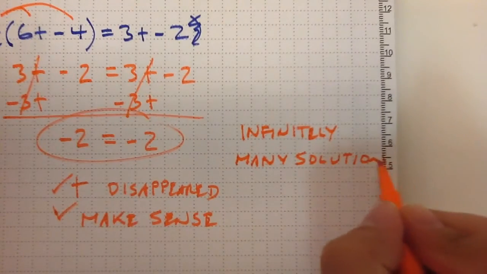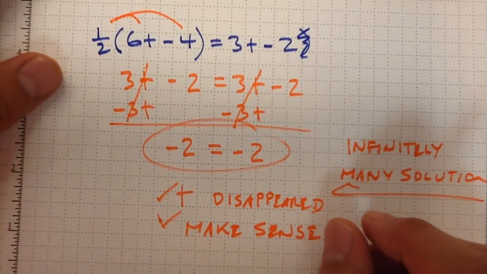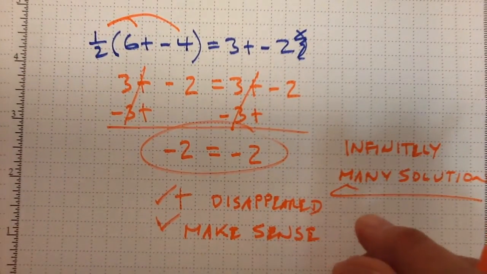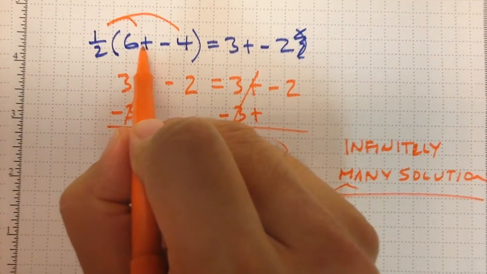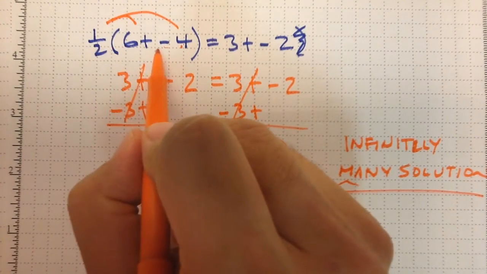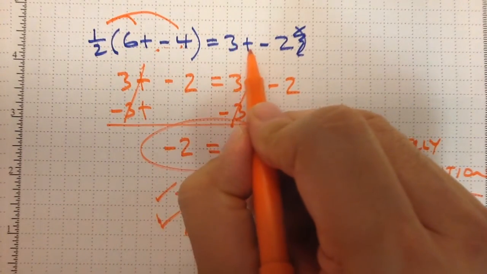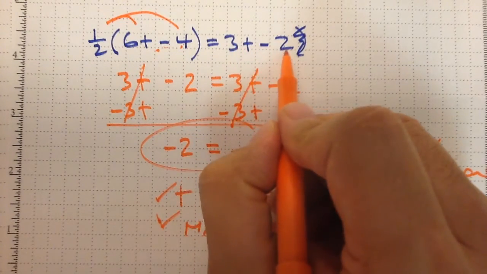And in fact, I'm going to show this to you. So let's say, just off the top of my head, I pick 5. Well, 6 times 5 is 30. 30 minus 4 is 26. Half of 26 is 13. If I put 5 in over here, 3 times 5 is 15. 15 minus 2 is 13.